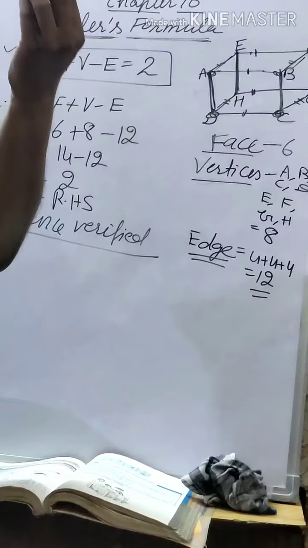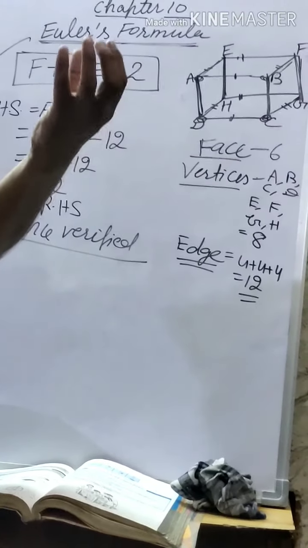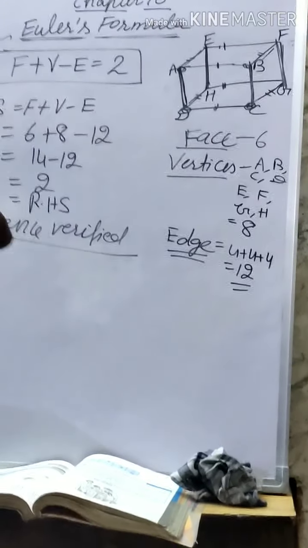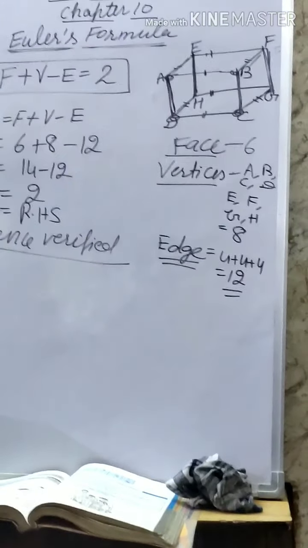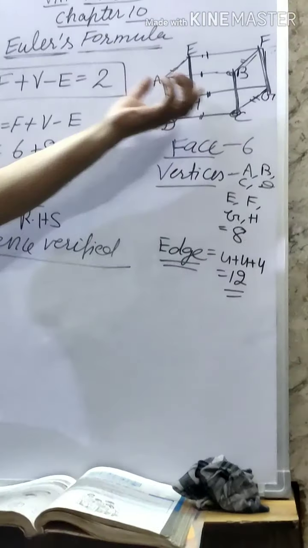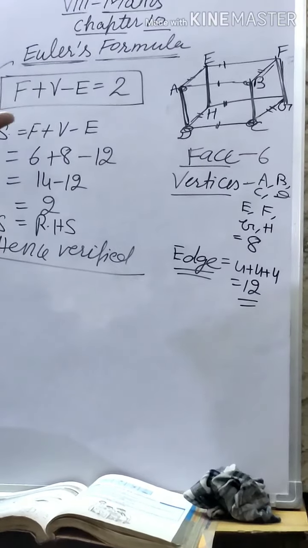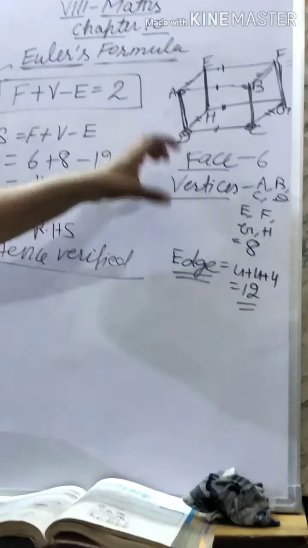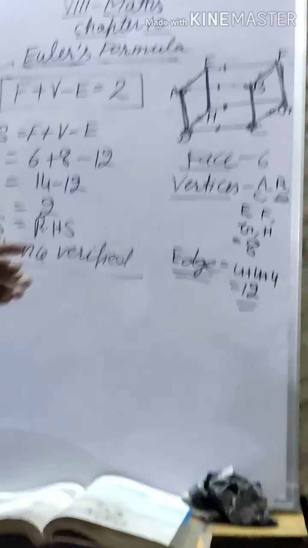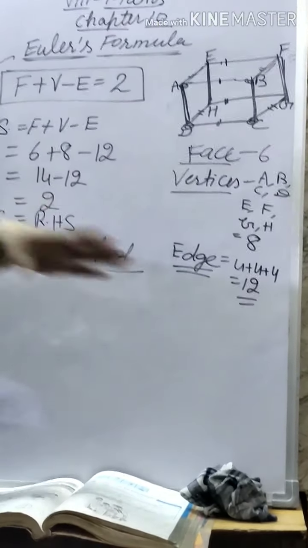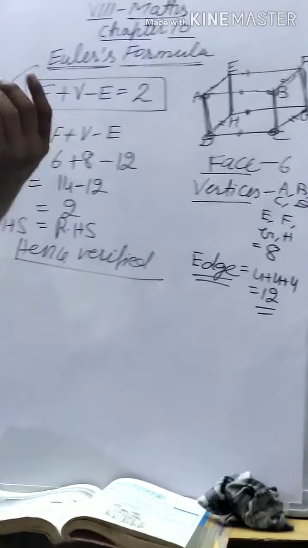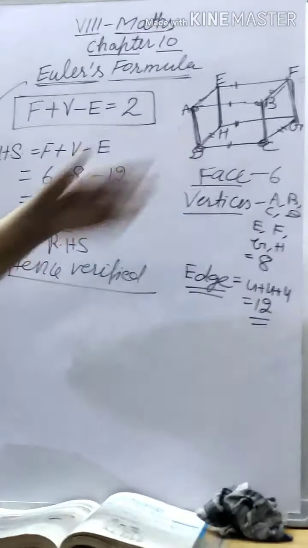It applies to all polygons which have space inside them, solid shapes, solid figures which have vertices, faces and edges, and they are called polyhedrons. So it is applicable in all polyhedrons. We can take a pyramid, cube, cuboid, cylinder, cone also. It is applicable in all.